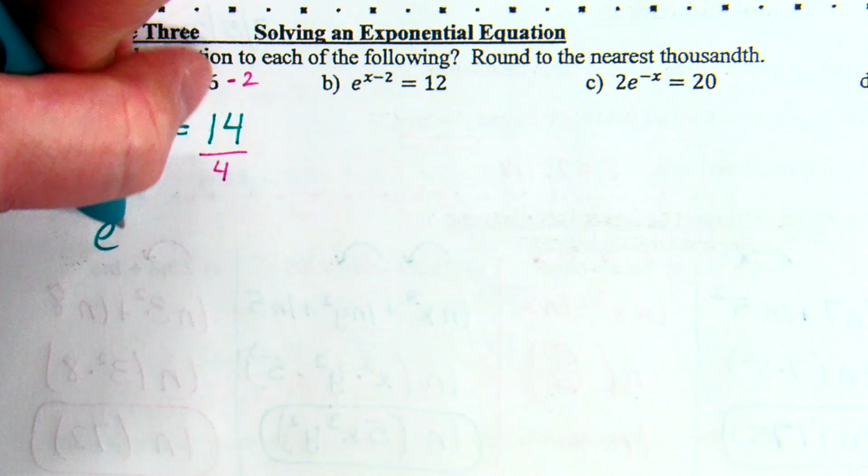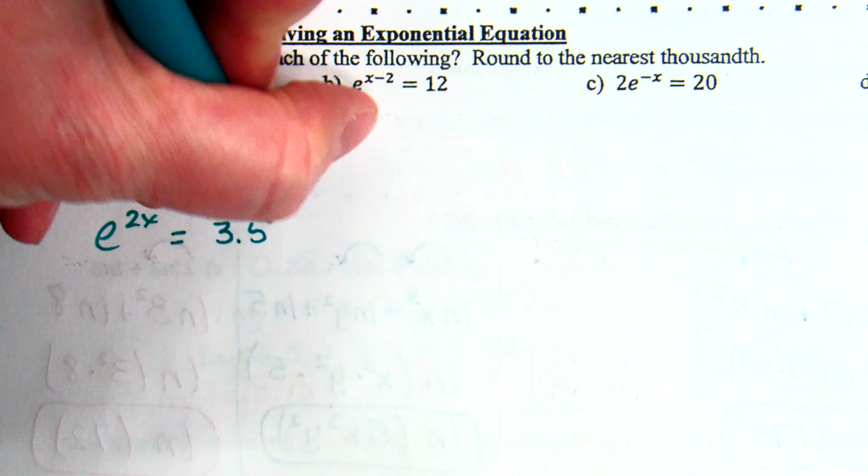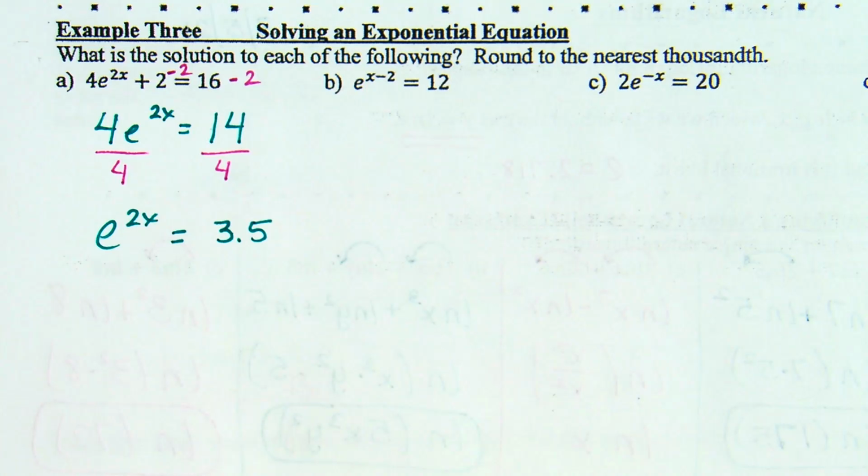If I divide the left by 4, divide the right by 4. So on the left, 4e to the 2x divided by 4 becomes e to the 2x. On the right, 14 divided by 4. Okay. You could leave it as 14 fourths. You could reduce it to 7 halves. You could say 3.5. Based on the fact that I'm going to be using my calculator here to solve this, we're fine with going 3.5. I mean, this is a calculator. When you've got an e in there, this is a calculator problem.